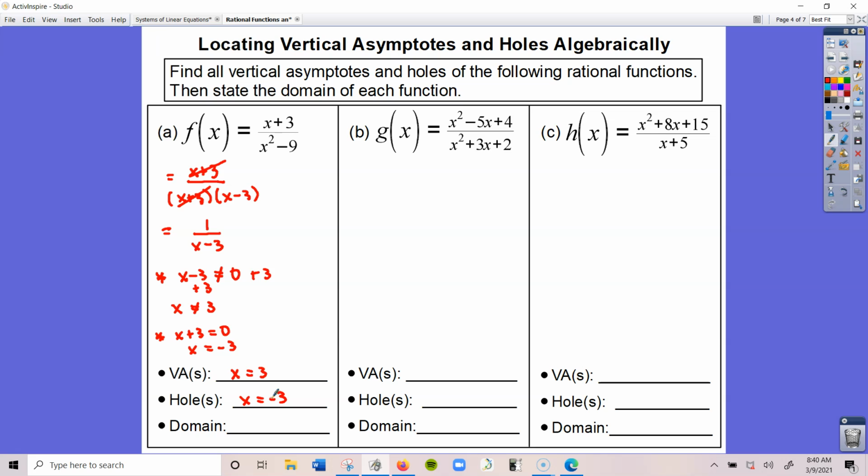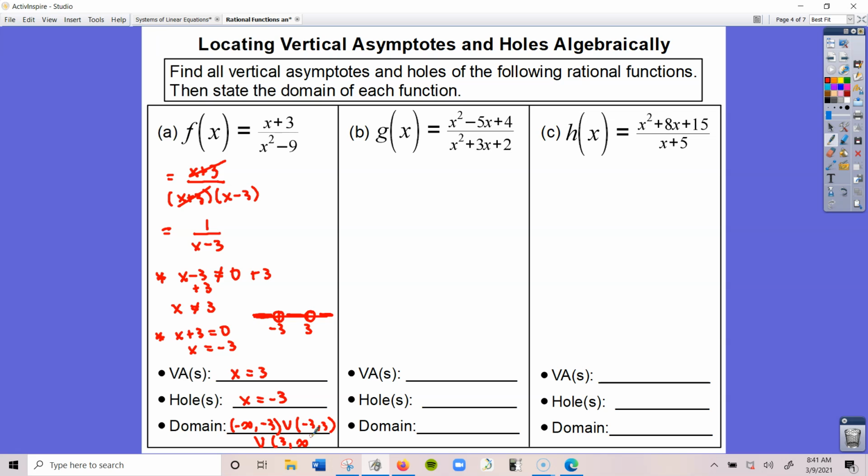Now the domain is affected by both the vertical asymptote and the hole. And that's because these x values here would be excluded, whether it's a vertical asymptote that the function never touches, or the hole where you have some undefined value. So you can always put this on a number line if you'd like to give you a clearer picture. We have the two numbers, negative 3 and 3, both of which would be excluded from the domain. So the domain of the function would be from negative infinity to negative 3, union negative 3 to 3, union 3 to infinity.